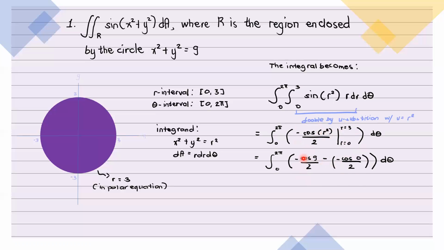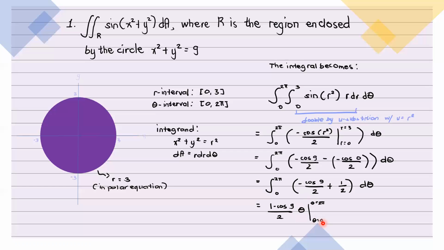So ito ay negative cosine 9 over 2. Ito naman ay magsisimplify pa as minus minus, so plus na lang. Ang cosine 0 ay 1. So we have plus 1 half. Okay? And then this is a constant. Kaya kapag nag-integrate tayo with respect to theta, i-attach lang natin si theta dito. So we have 1 minus cosine 9 over 2. Ito lang yun. Multiplied by theta, evaluated from theta equals 0 to theta equals 2 pi.